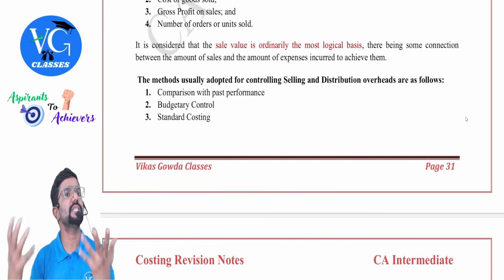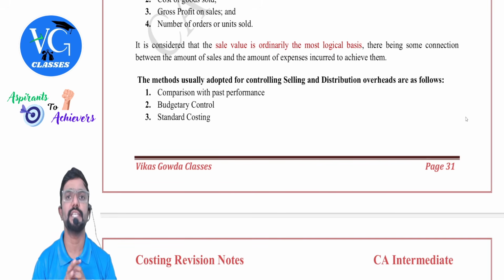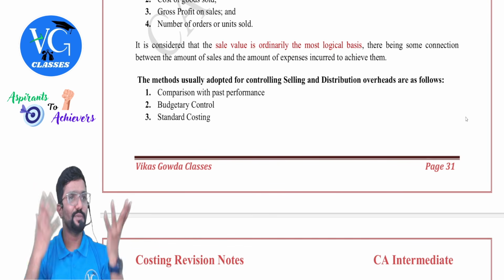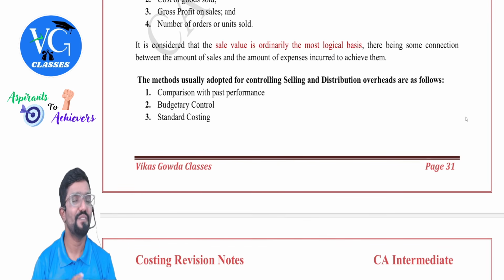In the current year, how much is your sales and how much is your selling and distribution expenses? See guys, in the current year, if sales has increased, obviously selling and distribution overhead also will increase. Now assume sales actually is less than last year's sales, but selling and distribution overhead expenses is increased. We need to figure out why, for what purpose. Then we will control it through budgetary control and standard costing.